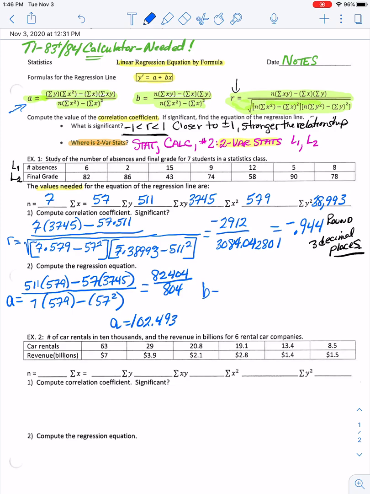All right, so then we need to calculate our B value. Formula up here at the top. So we start with n times the sum of xy. So 7 times 3745 minus 57 times 511. Those numbers sound kind of familiar. Then on the bottom, 7 times 579 minus 57 squared. And if you separate it top and bottom, negative 2912 is divided by 804.